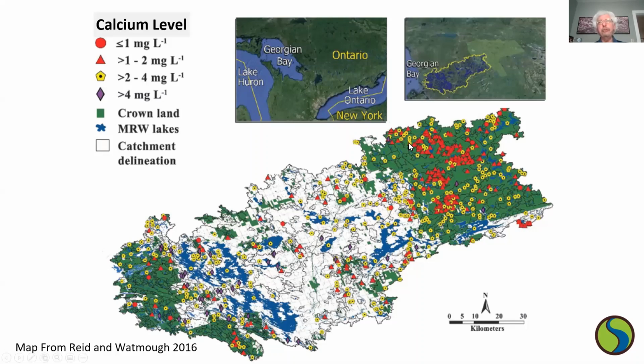There are a lot of them in the northeast part of the watershed in Algonquin Park, but there are red dots scattered throughout the watershed. Those are lakes where the calcium is less than 2, and where animals like crayfish are in trouble. Animals like the little water fleas I work on are in trouble. Why are calcium levels falling?